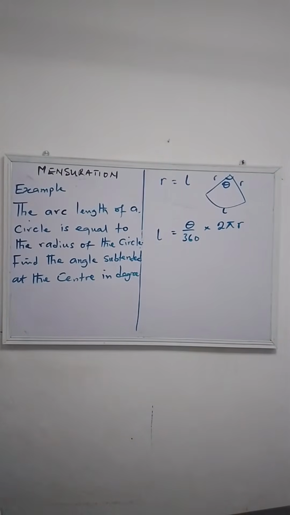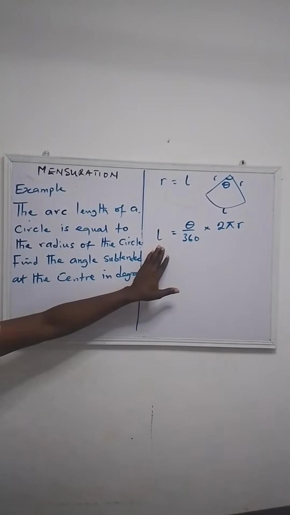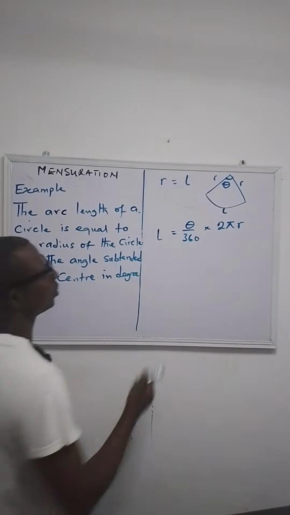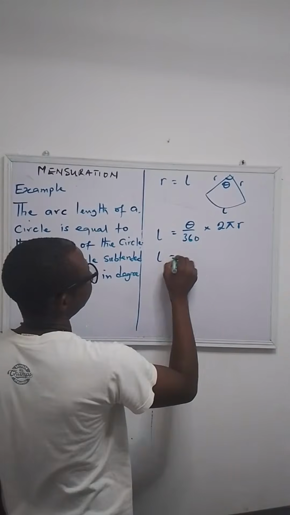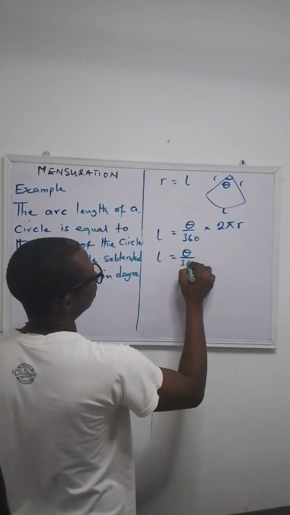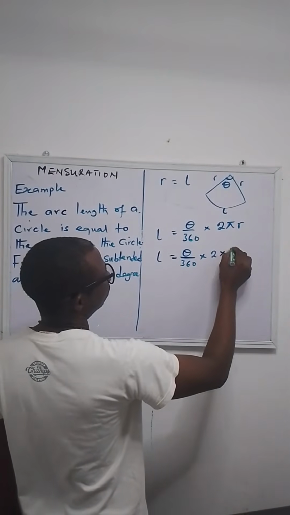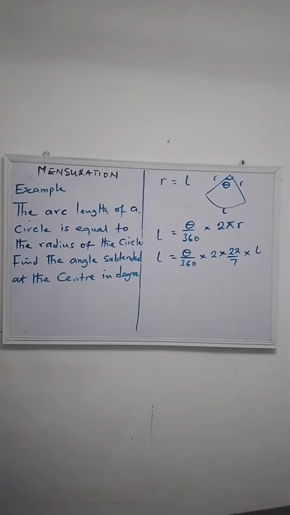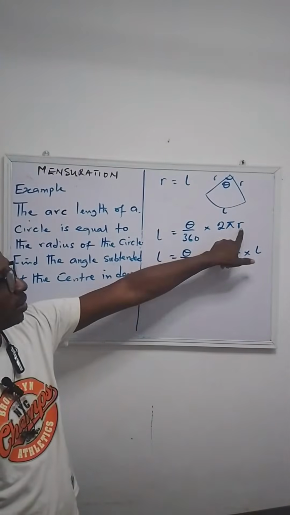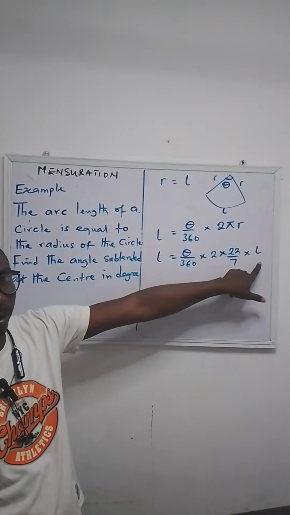Okay, so now we have that the radius is also the same thing as the length of arc. That means we can write L equals theta over 360 times 2 times 22 over 7 times L. Do you understand that? R is the same thing as L. So you can see what is changing now. I'm changing this R to L.